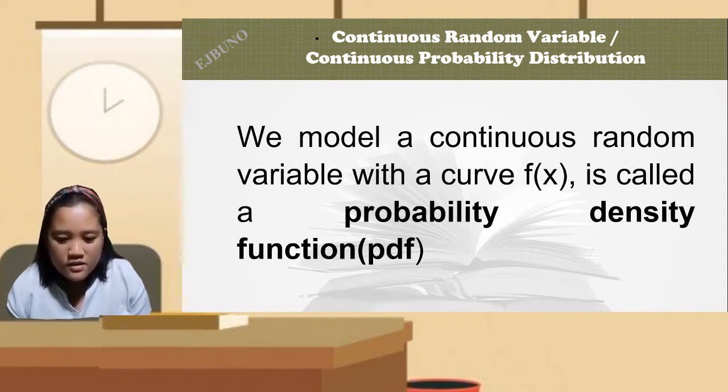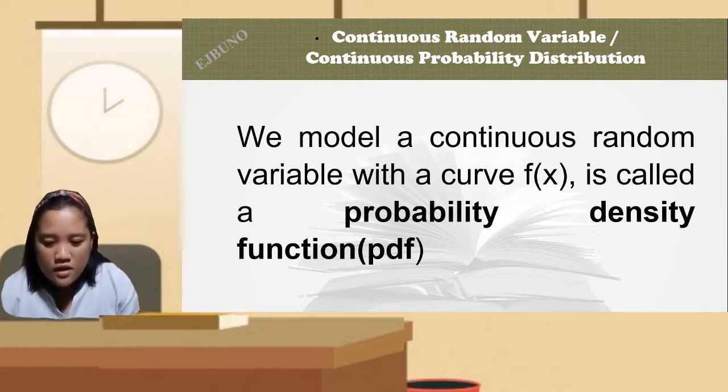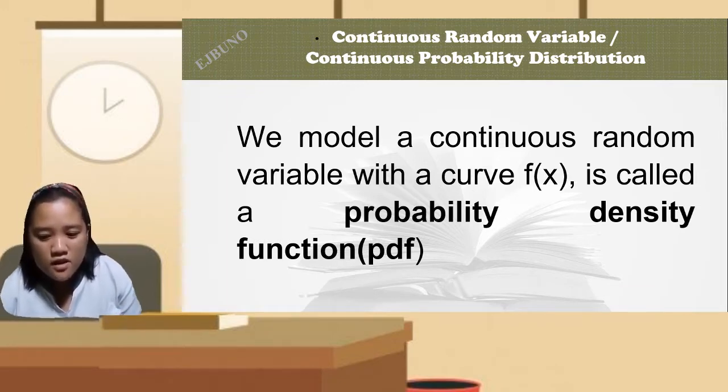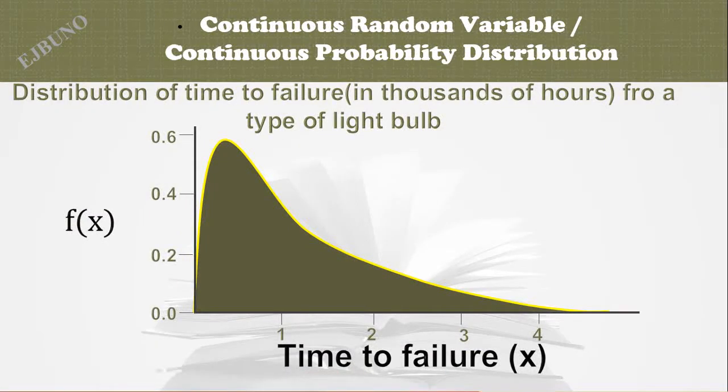A continuous random variable is not defined at specific values. Instead, it is defined over an interval of values. However, you can calculate the probability of a range of values. It is very similar to z-scores and normal distribution calculations that we'll discuss later. Here is another example of a continuous probability distribution: the distribution of time to failure, in 1,000 of hours, for a type of light bulb.